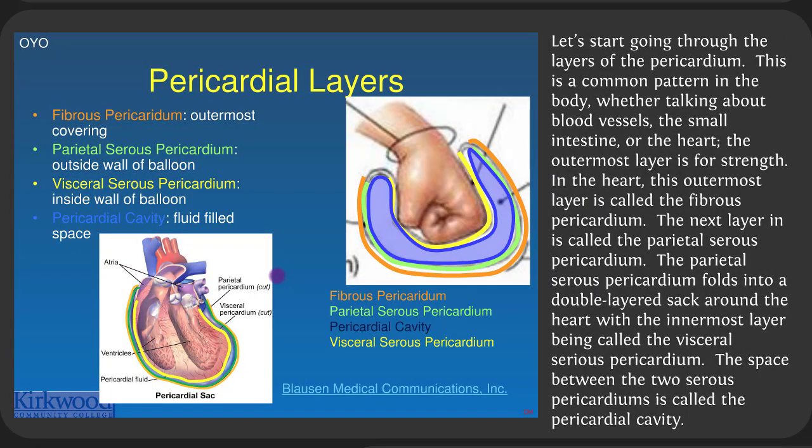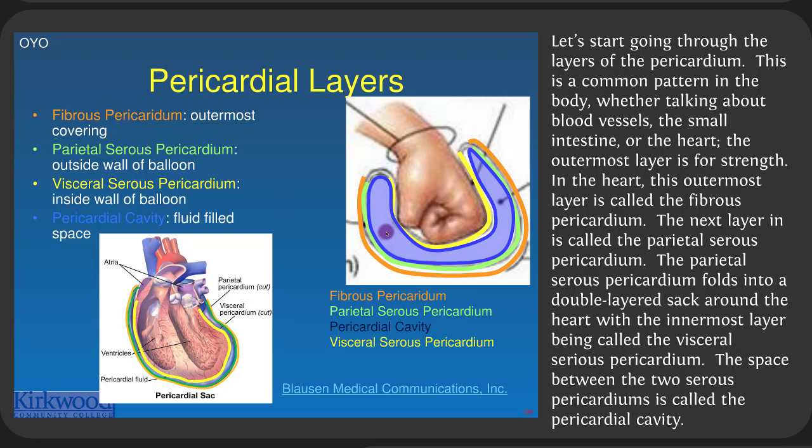Let's start going through the layers of the pericardium. This is a common pattern in the body where when we're talking about layers, whether it's blood vessels, the small intestine, the heart, the outermost layer is for strength. So remember that when we're talking about blood vessels, heart, or also the digestive system. The outermost layer, in the case of the heart, is the fibrous pericardium, and it's really strong. The next layer in the heart is called the parietal serous pericardium. So parietal means up against the wall. So the parietal serous is up against the wall created by the fibrous pericardium.